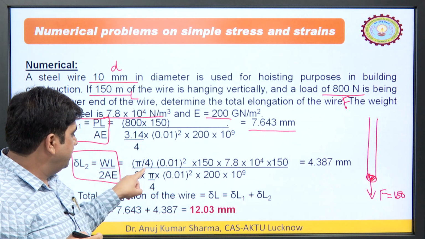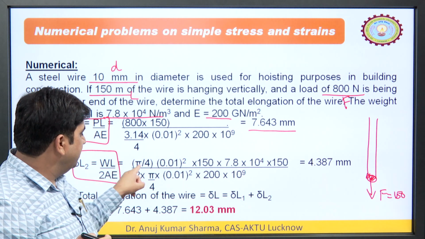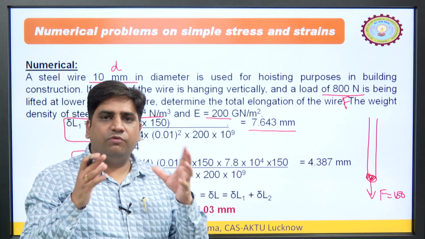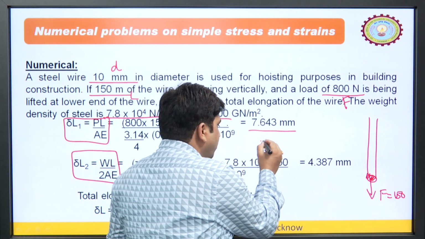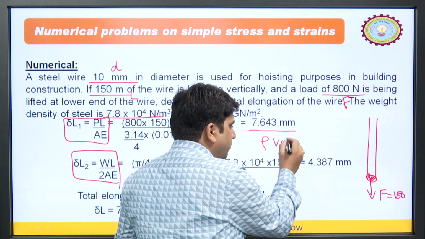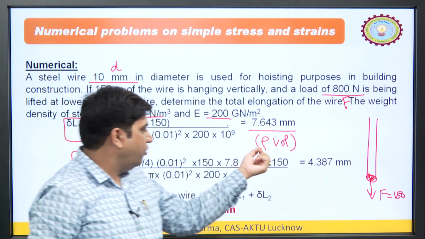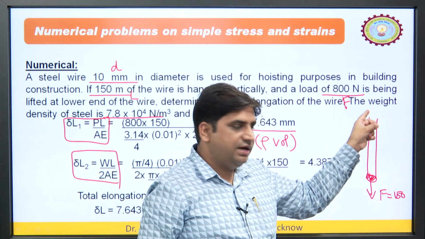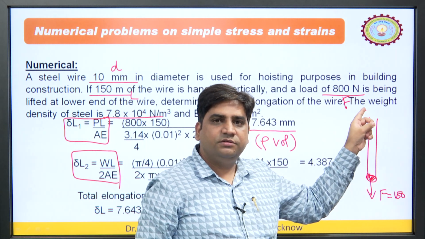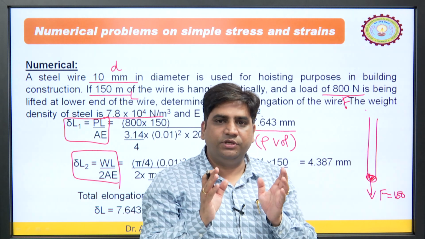So, pi by 4. W means weight. The weight would be equal to how much? Total volume of the wire multiplied by density is given. So, rho into volume, it is the weight. And how will we calculate the volume of the wire? So, pi by 4 d square multiplied by L. That will give you the volume, and volume multiplied by weight density will give you the total weight.